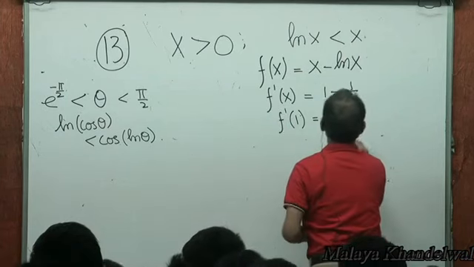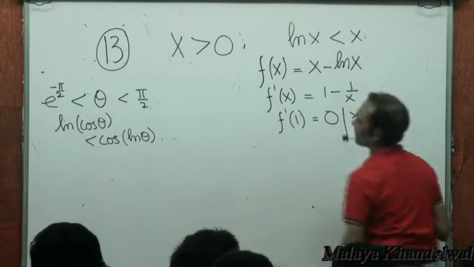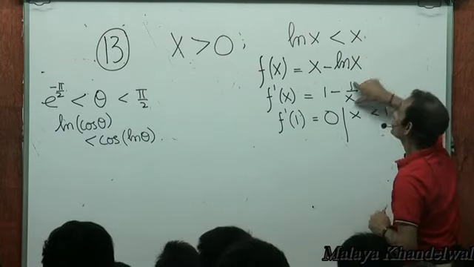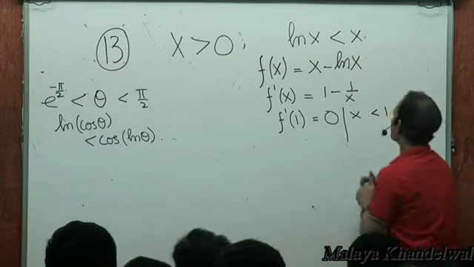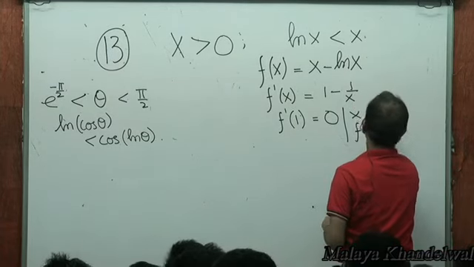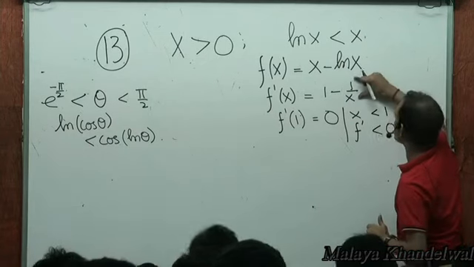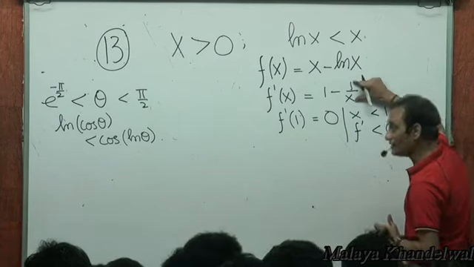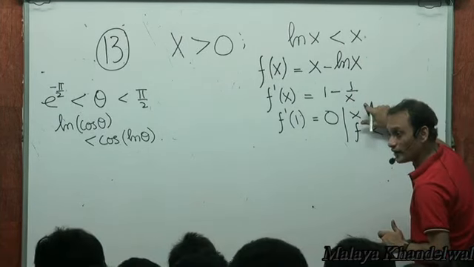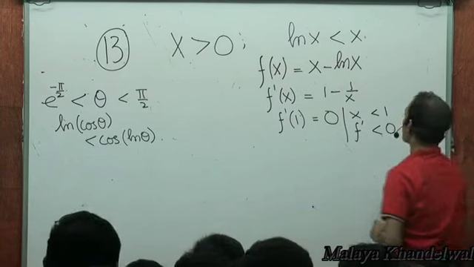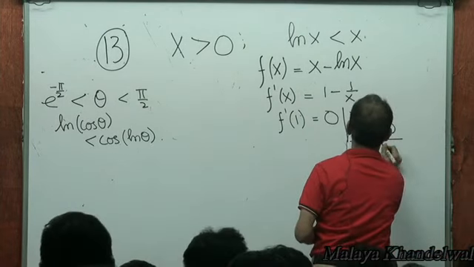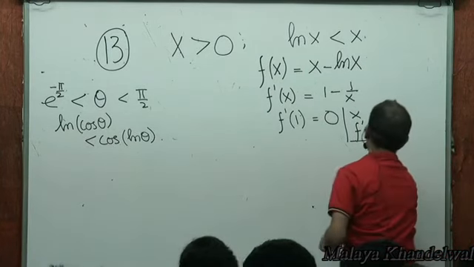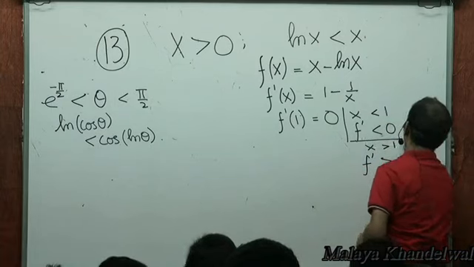Now, when x is slightly less than 1, 1 by x will be greater than 1. So f dashed x will be less than 0. Yes or no? When x is greater than 1, 1 by x will be less than 1. This will be greater than 0. F dash will be greater than 0. Yes or no? For x greater than 1.